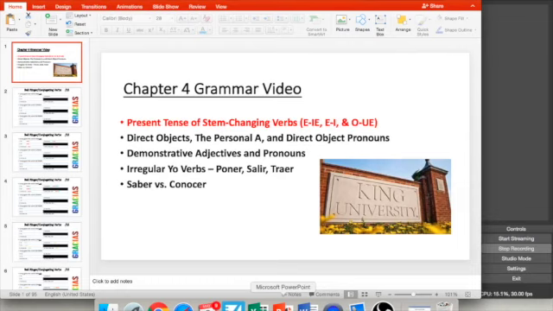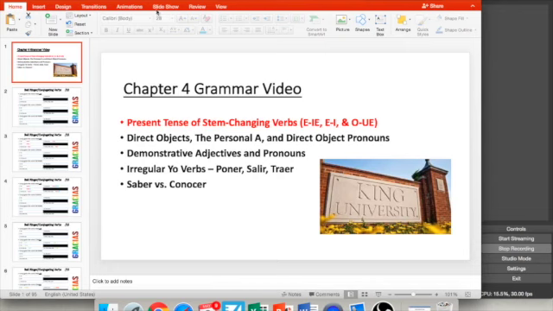This week we are starting Chapter 4. Fortunately, you can see there are not as many grammar topics covered in this chapter as in some of the past, although the grammar does get a little bit more difficult. So we're going to take it step by step together. We're going to start here with the present tense of stem changing verbs in Spanish.